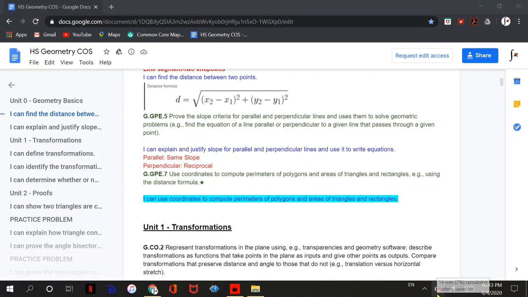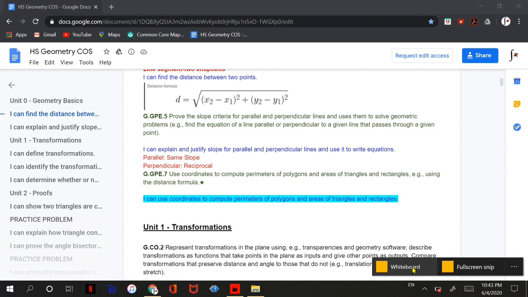Okay. I can explain and justify slope for parallel and perpendicular lines and use it to write equations. So with the parallel lines, they have the same slope. With perpendicular lines, the sign switches, and so does the numerator and denominator.